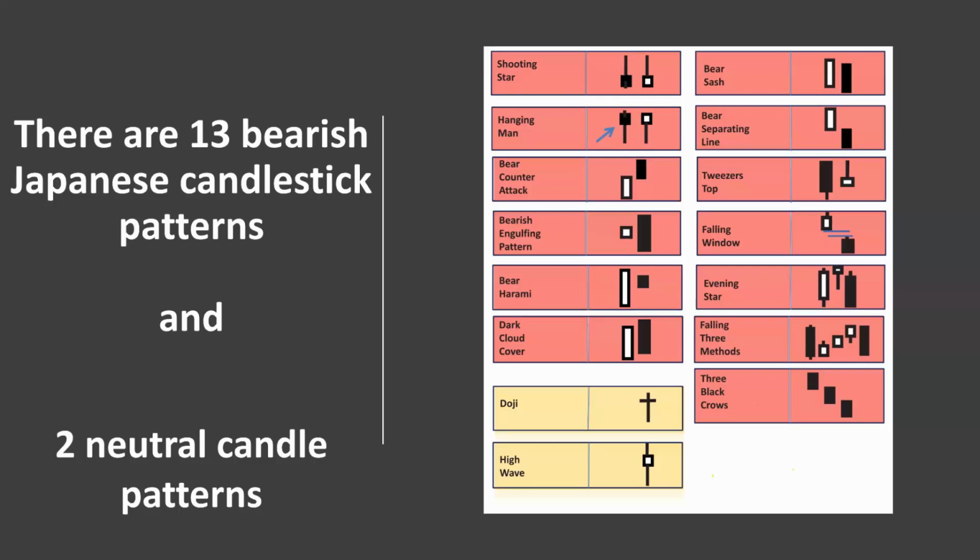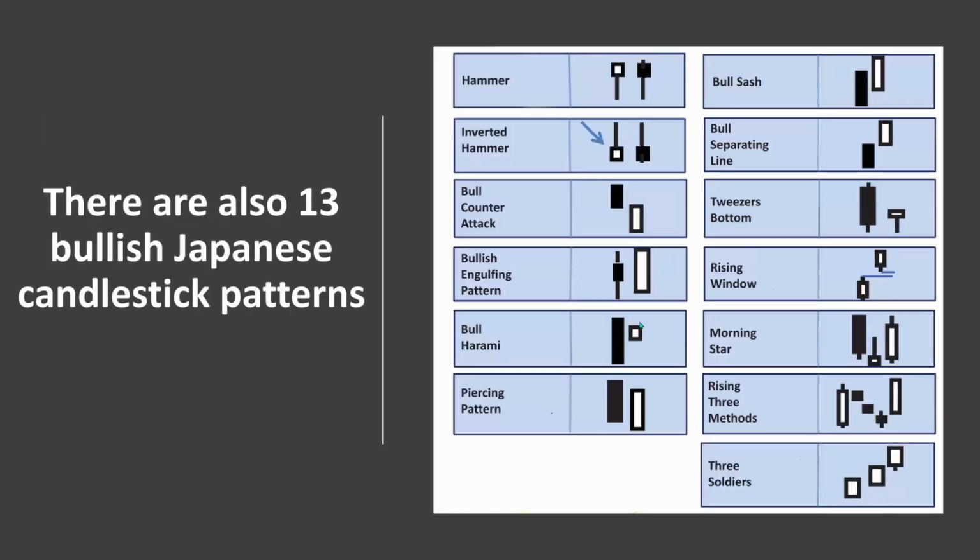But there are 13 bearish Japanese candlesticks. There are also 2 neutral candlesticks, your doji and your high wave candle. There also happen to be 13 bullish Japanese candlestick patterns, so you can see each of those here. Understand, I can't go through the entire Japanese candlestick workshop, but I do have one that's available if you'd like to access that.